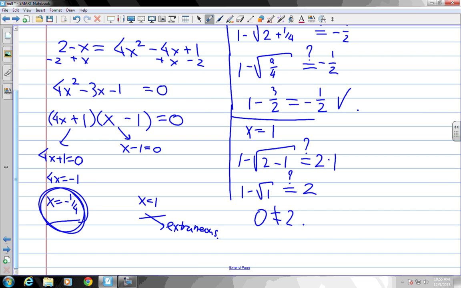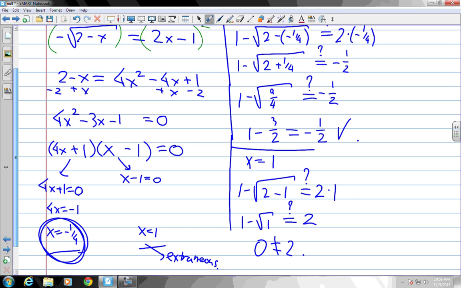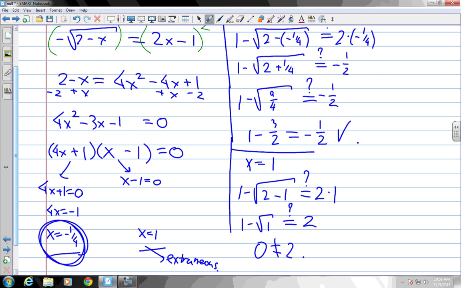So the only solution to that equation is negative 1/4. This is what I was saying earlier. It's impossible to predict which one of these works without actually doing the very careful check. That happens because we square both sides and we just created an extra solution. Fun?